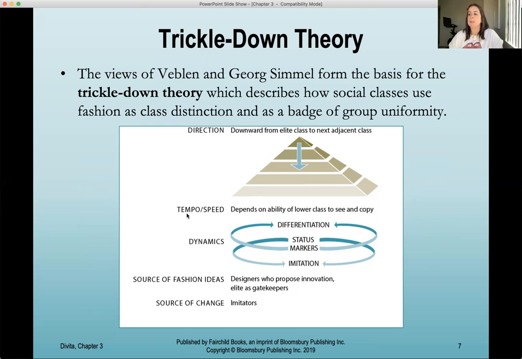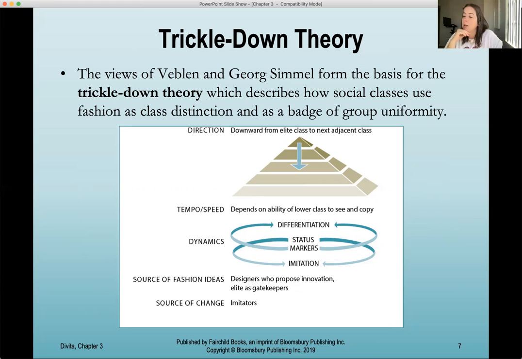Okay, the tempo and speed depends on the ability of the lower class to see it and copy, right? Do we have the communication where the lower class can actually see what the elite is doing? Are we seeing it in the media? Are we seeing it on social media? And once we see it and want to adopt it, do we have the ability to copy it, right? Do we have a place to purchase the garments, to purchase the trends, to see the trends, to find it for the price point that makes sense for our class?